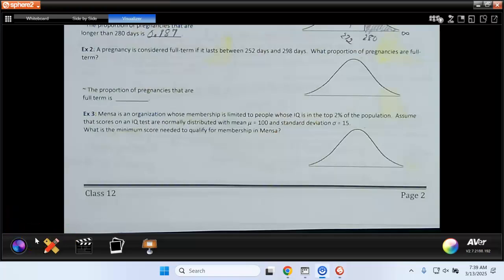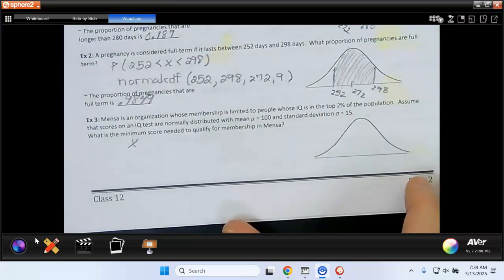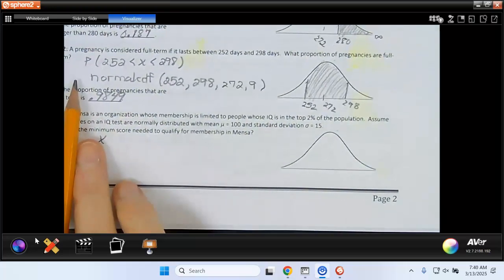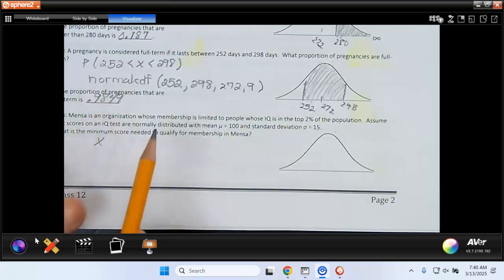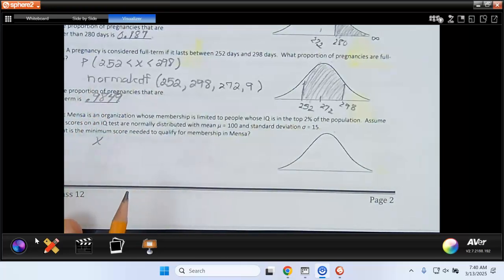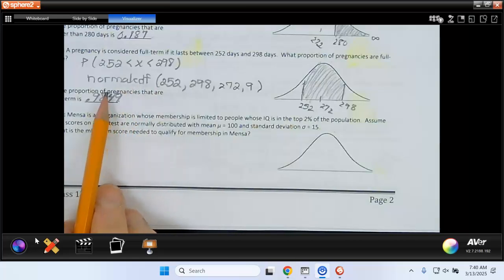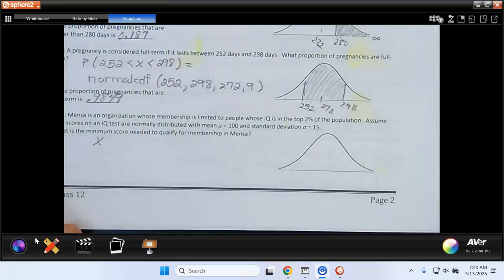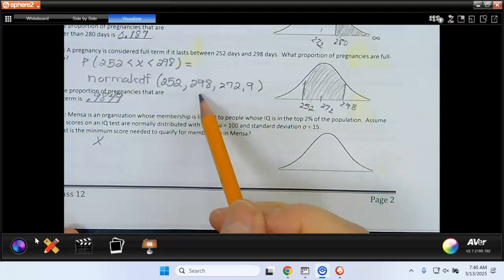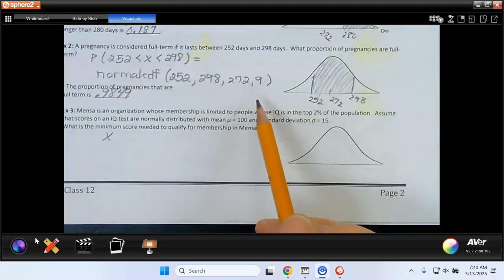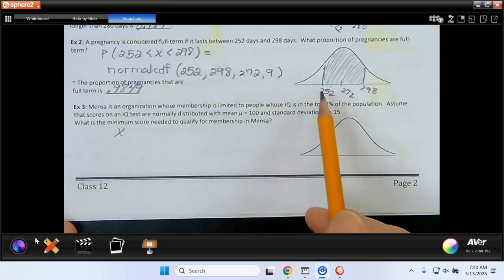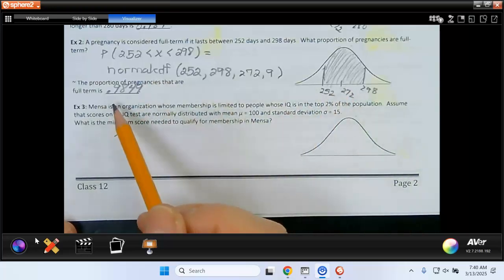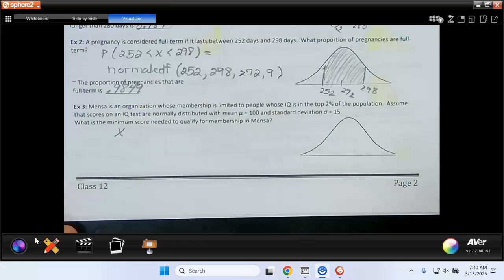Okay, look at this with me. Your probability should be written as the probability that 252 is less than x is less than 298. That is normal CDF, going from 252 to 298 with a mean of 272, standard deviation of 9. Here's your sketch of that, and you should get 0.9849. Questions on that? How'd that go? All good?